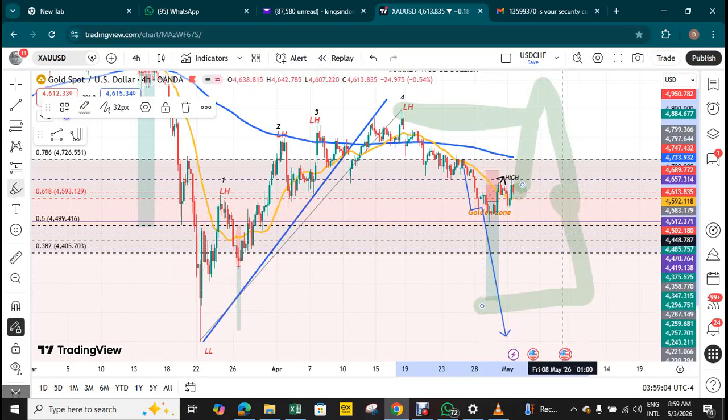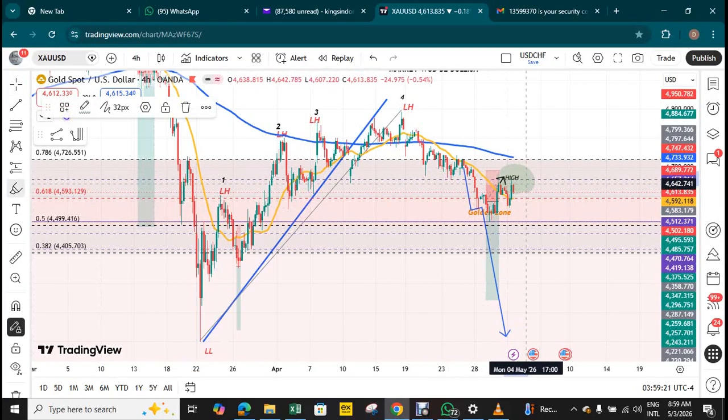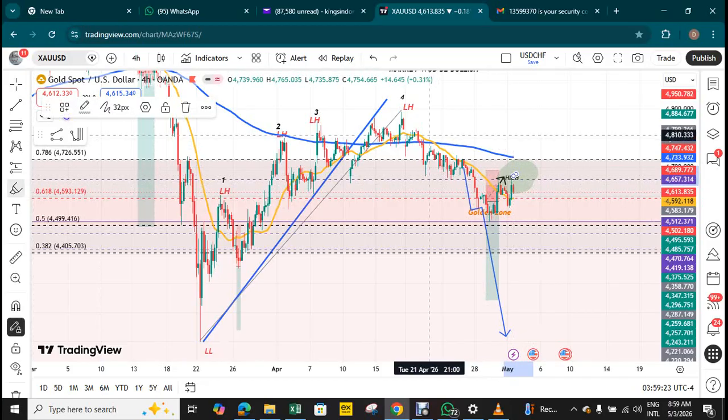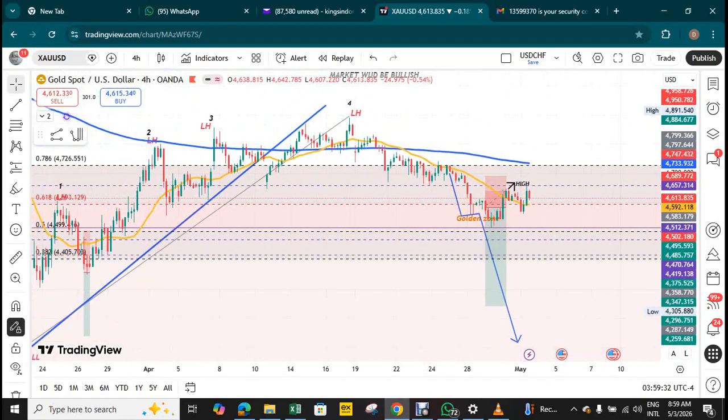But we are not going to be looking for that now, which of course is not going to be bad if it happens. What we want to be looking at right now is to see price give us a high around this level. I'm going to explain that in a moment, so stay with me. I'm going to explain how we can make that happen.